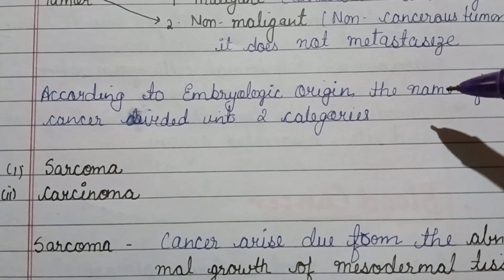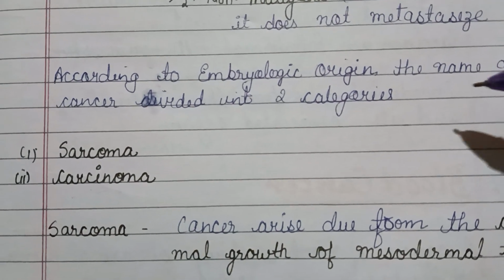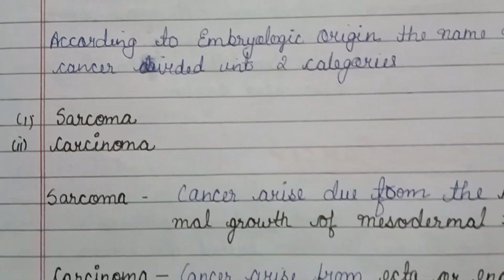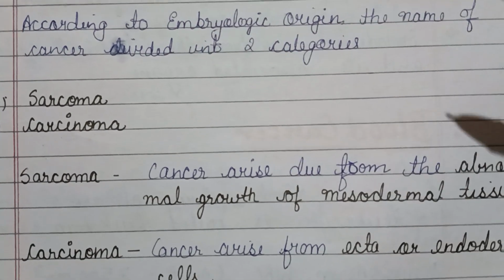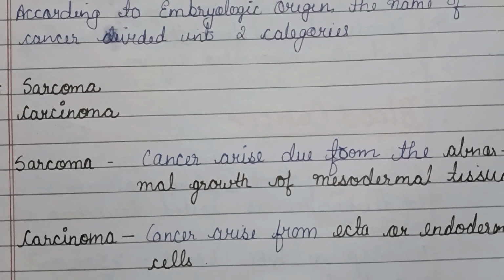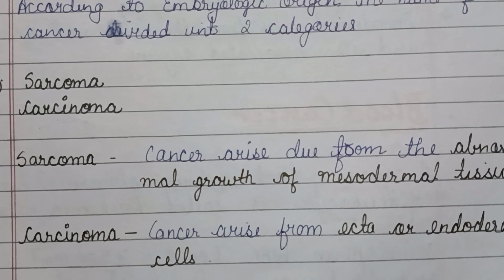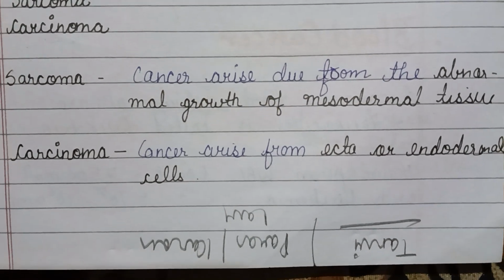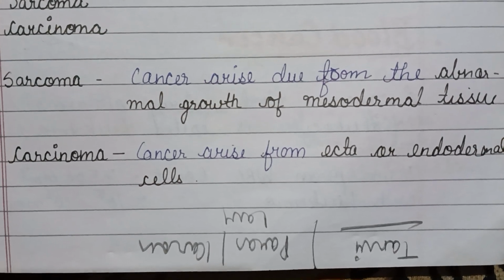According to the embryologic origin, cancers are divided into sarcoma and carcinoma. What is sarcoma? Cancer that arises from the abnormal growth of mesodermal tissue is sarcoma. And carcinoma is cancer that arises from ectodermal or endodermal tissues.